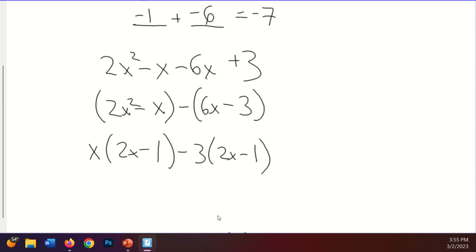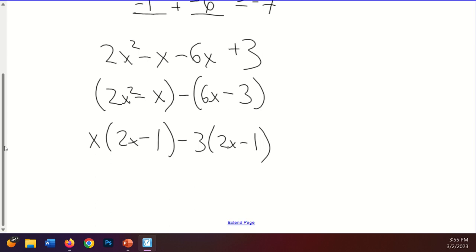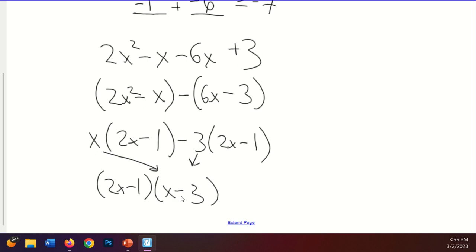And that makes me feel real good because this term right here and this term right here are the same. And so now, just as I factored out an x from both of these terms and a 3 from both of these terms, I am going to factor out a 2x minus 1 from both of these terms, and then I'll just bring these two numbers down and say it's x minus 3 as my second set, and that is my completely factored form.